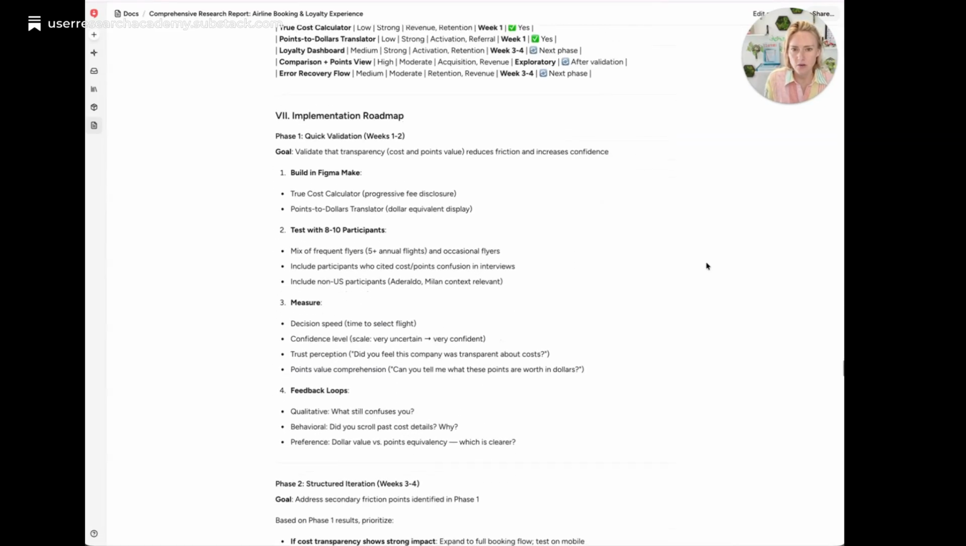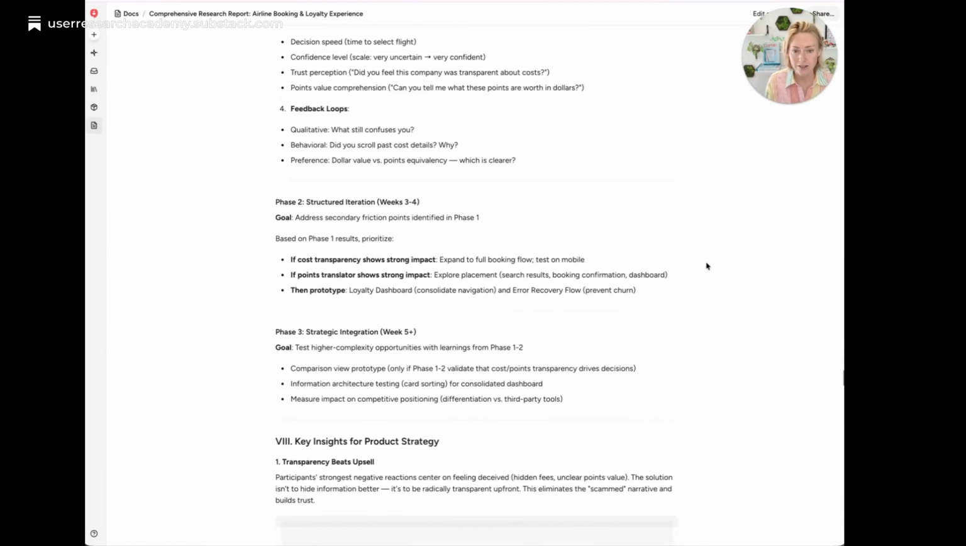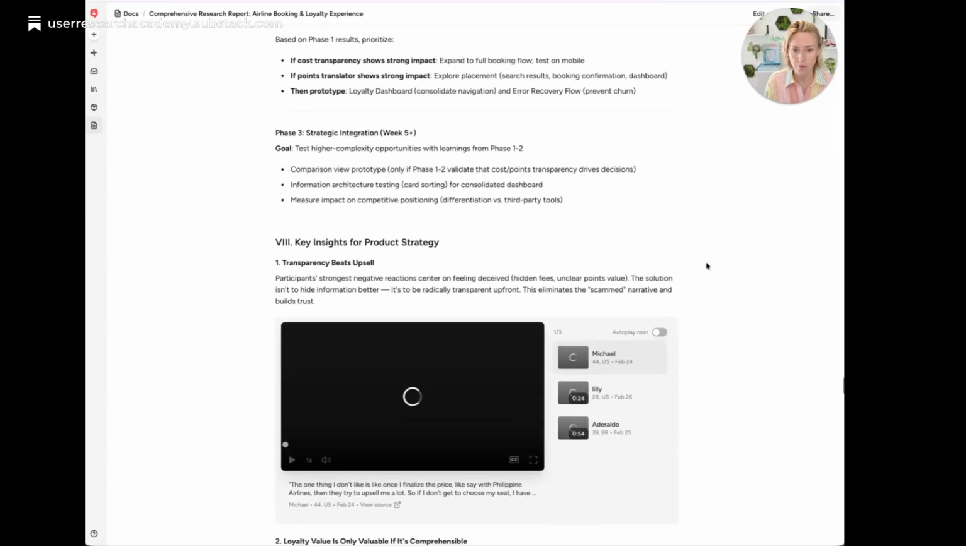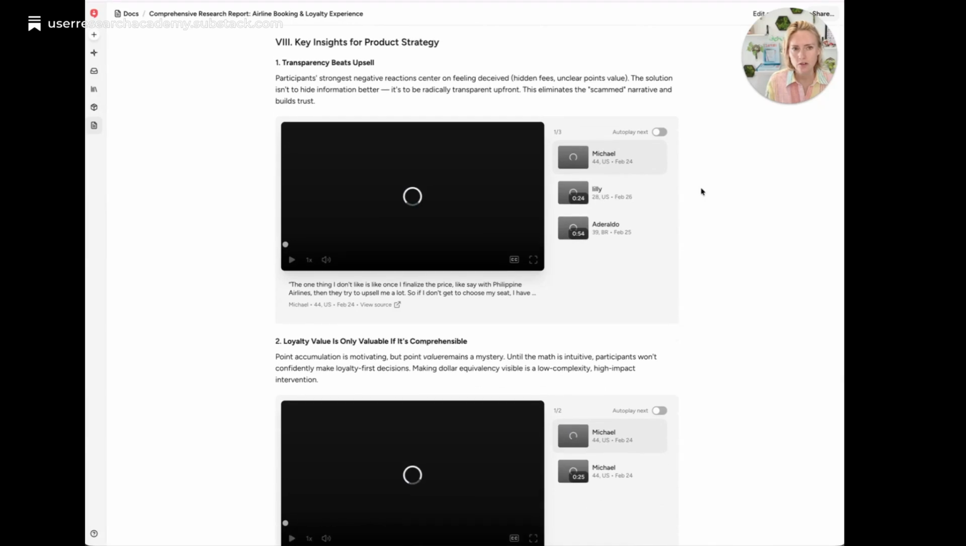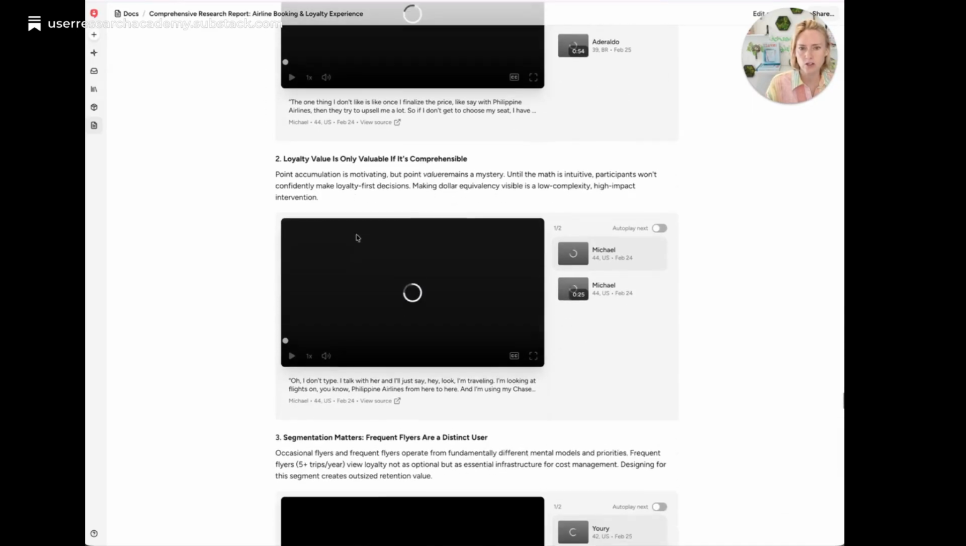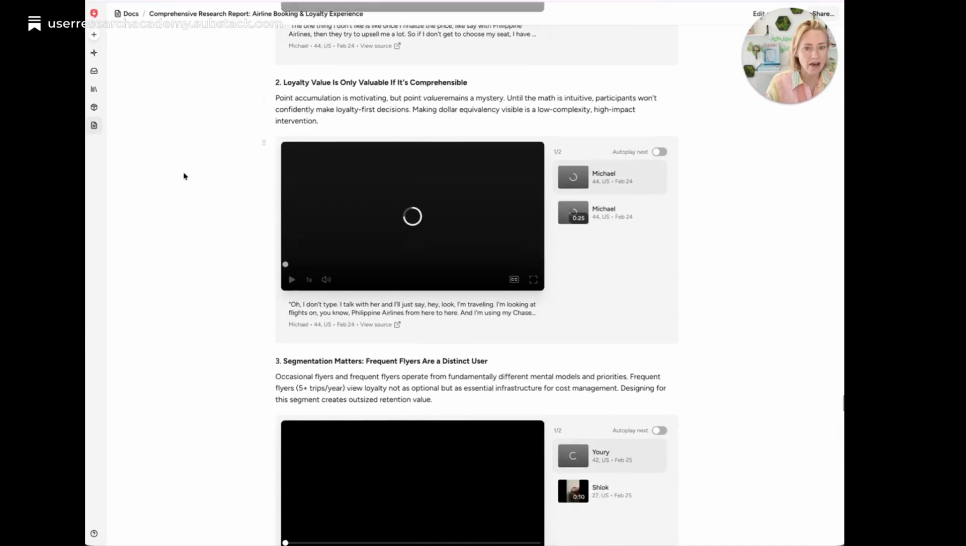I love that. We have this roadmap because everybody loves a roadmap. We have this other product strategy vibe happening here. So these are like more broad strategic information, which makes sense. Transparency beats upsells. Loyalty is only valuable if it's comprehensible. Yeah, these are like the big ones.